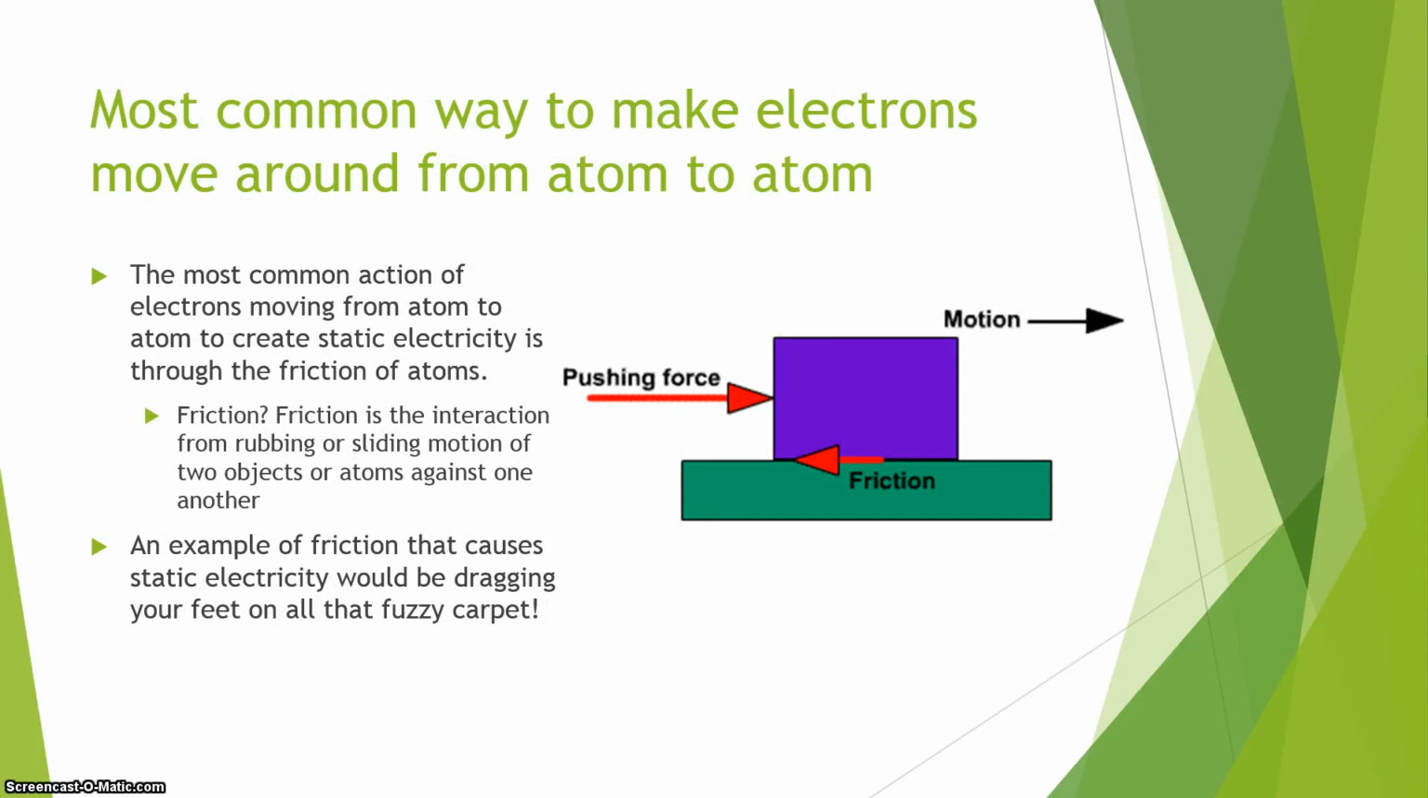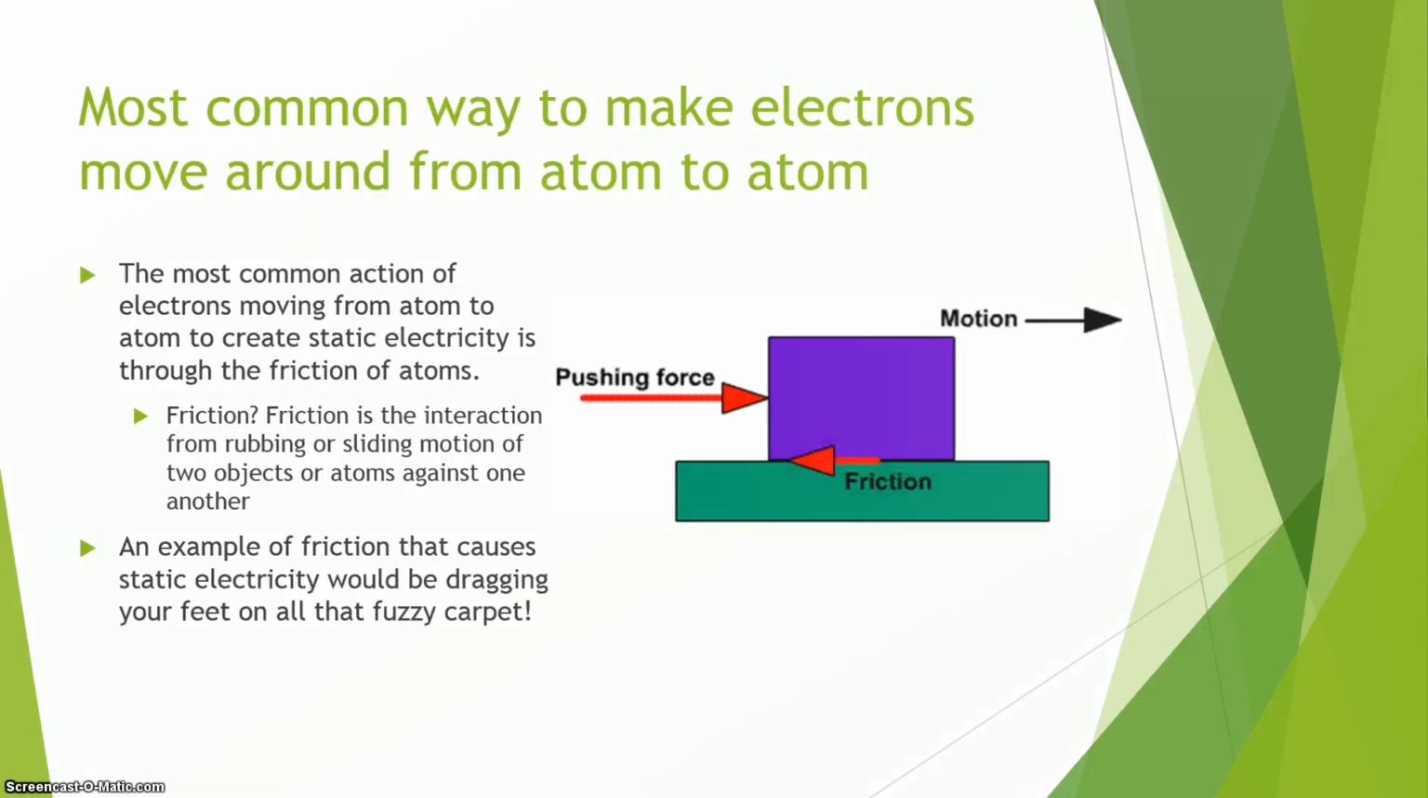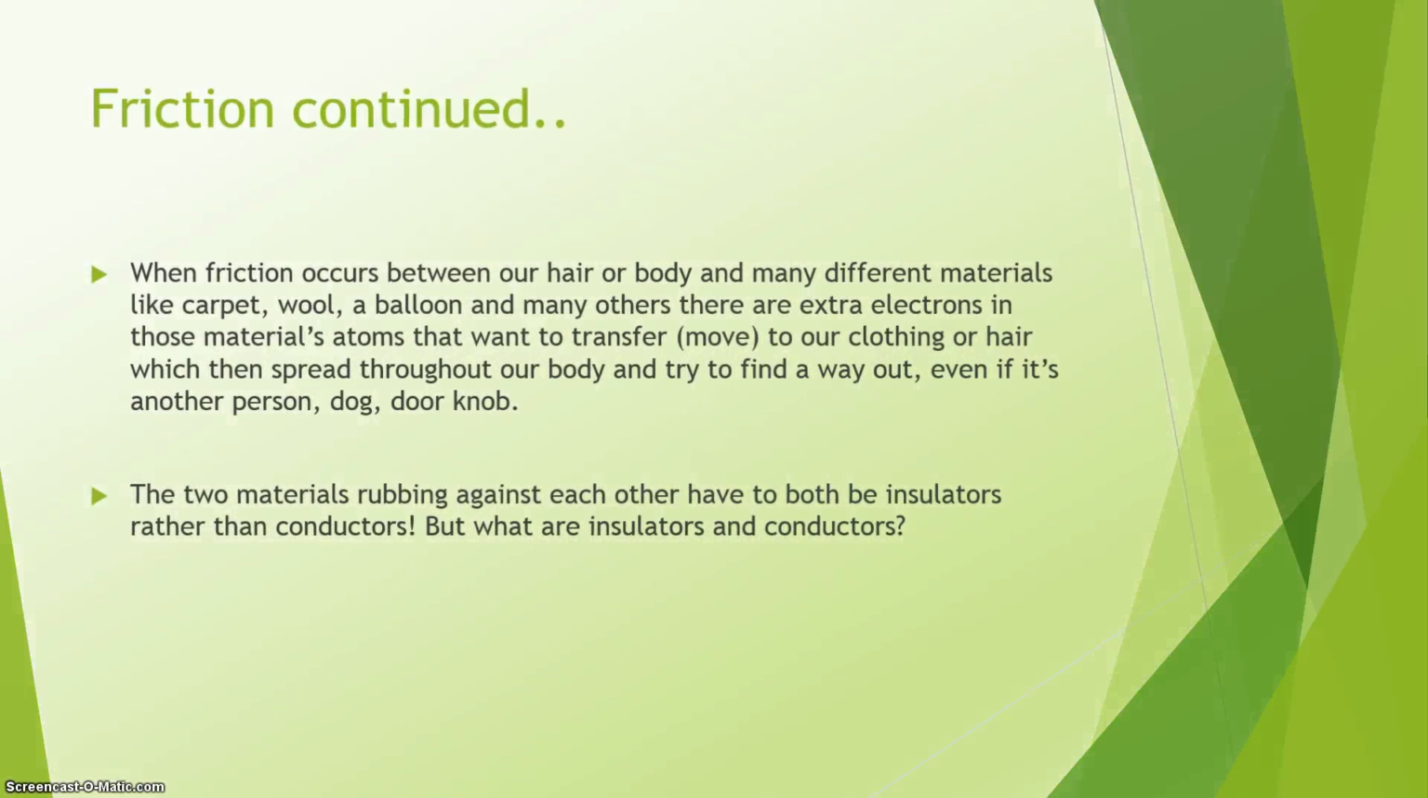But the most common way that we see it, and what I'm mainly talking about when we're moving across that fuzzy carpet, going to touch that lovely doorknob, and bazing, we have this friction. What is friction? Friction is the interaction from rubbing or sliding motion of two objects or atoms against one another. And this is the most common way we see static electricity coming about. And it's the most common one we experience and can relate to.